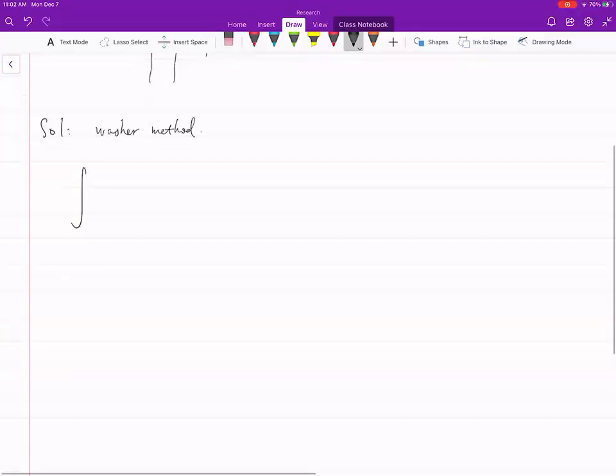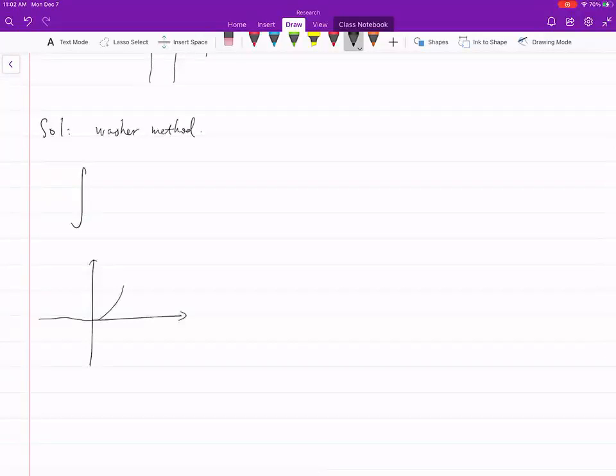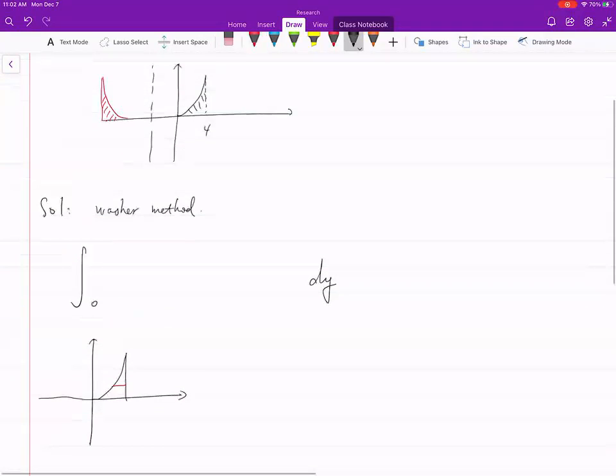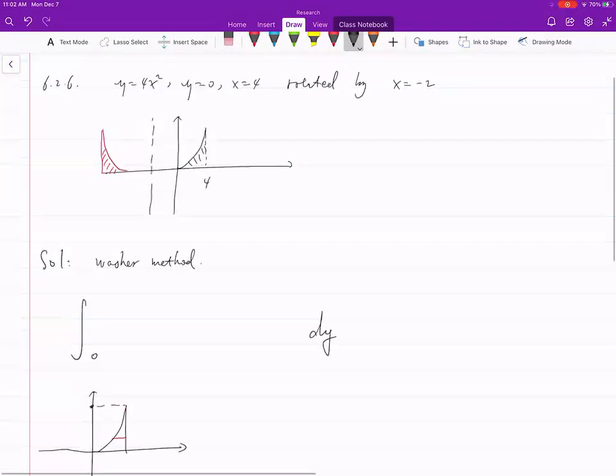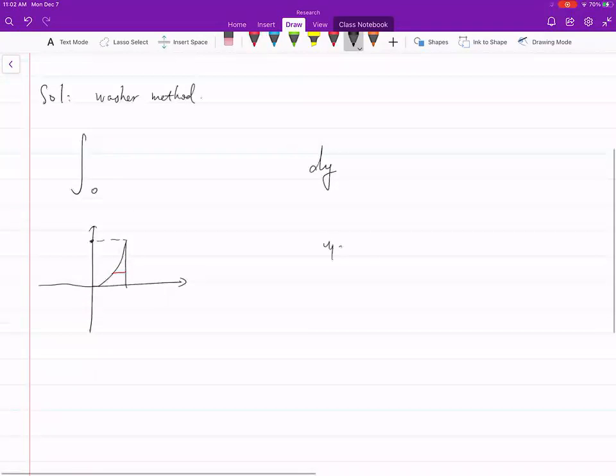Take this one and cut it horizontally. Therefore, it's dy. You go from 0 all the way to here. And that, you can solve it. You plug in x equal to 4. You got 64. So this is 64.